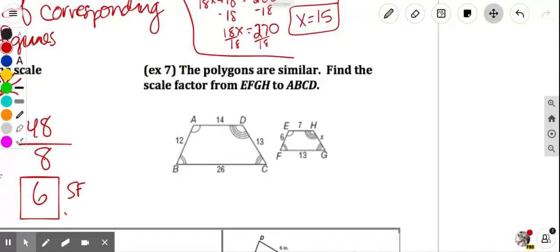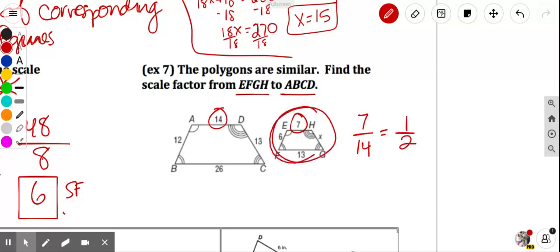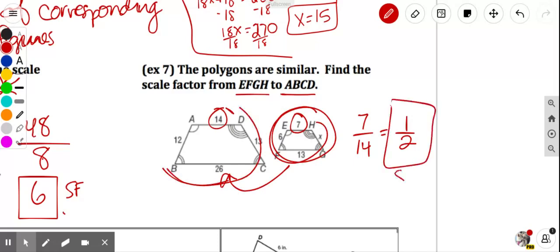Here's another one. So this one wants EFGH to ABCD. So we're going to pick anything from EFGH. How about 7? And then which one does 7 correspond to in the other one? 14. So that means it's a scale factor of 1/2. So everything in this one is half of everything in this one. So that's just your scale factor. Let me erase some of this.